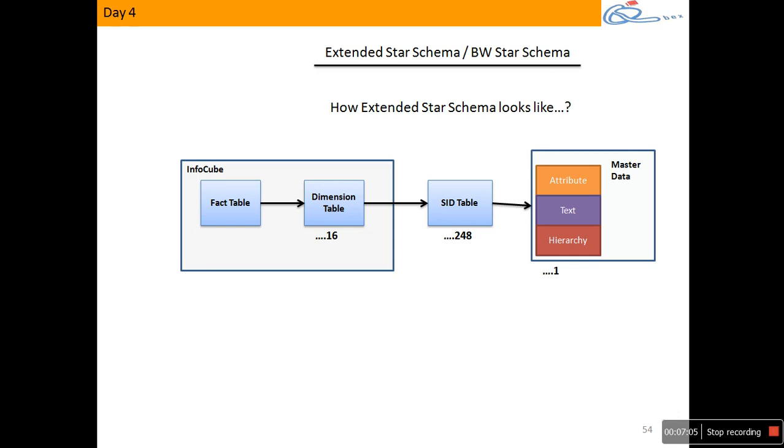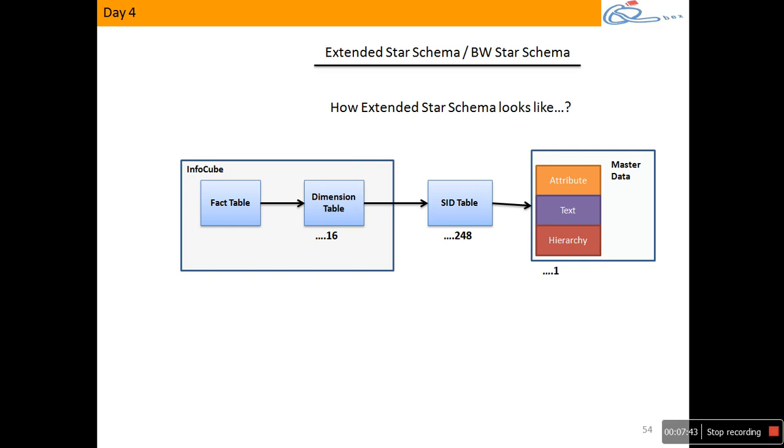With the help of primary key, foreign key relationships, your fact table will be connected to 16 dimension tables. And when you say cube, the cube will include the fact table and dimension tables, so it should include a max of 17 tables in the cube, not one table. Each dimension table can get connected to a max of 248 SID tables. And each SID table will represent one master data set, which could include 3 types: attribute, text, and hierarchies.